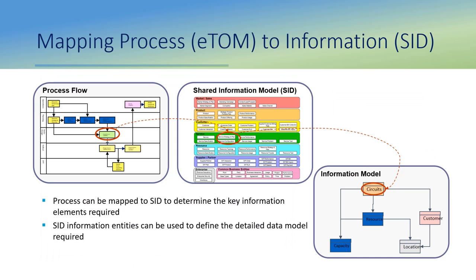Here is a depiction of mapping processes to SID. What you see in the picture are process flow, SID and information model. A process can be mapped to SID to determine the key information elements. SID information entities can be used to define the detailed data model requirements.